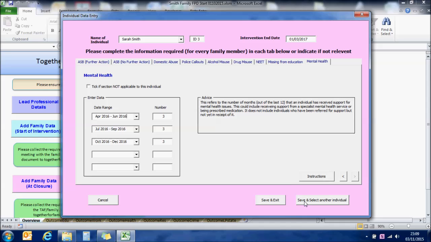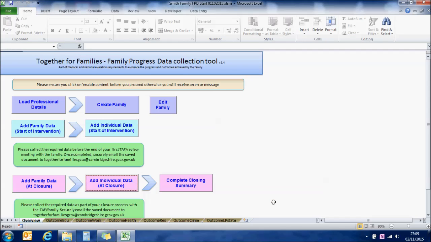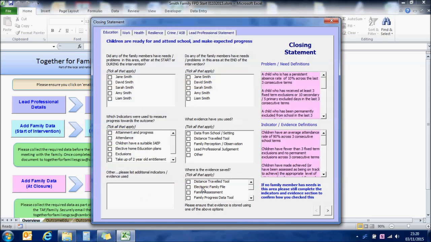At this stage, the final thing to do is to complete the closing summary. As part of the evaluation of the programme, it is important that we understand what outcomes were being worked to with the family and what progress has been made. So let's go into the complete closing summary screen. Similar to the family and individual data screens, support information is provided throughout. As you can see, there are definitions on the right-hand side of the screen, which help to understand what a need in this area would look like, as well as what progress would look like as an indicator.